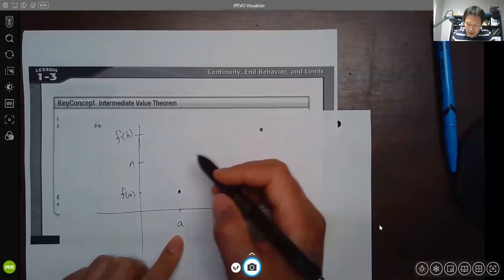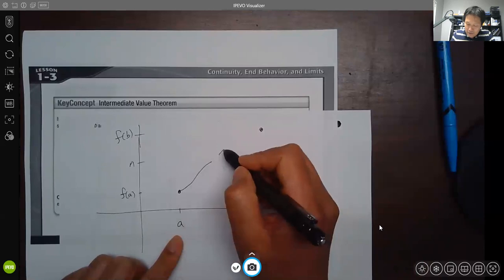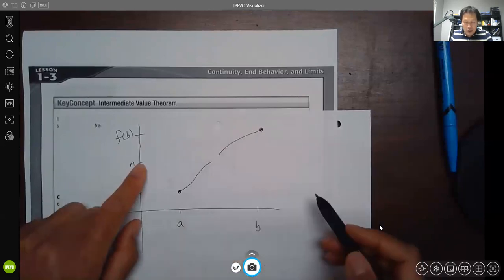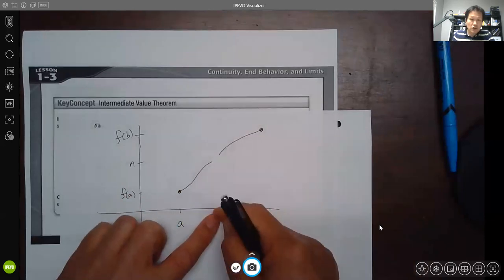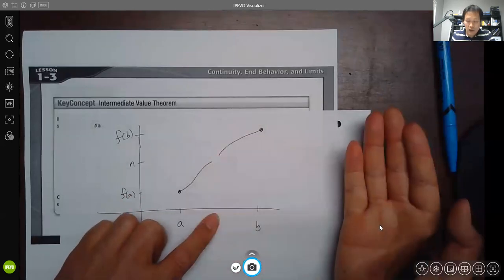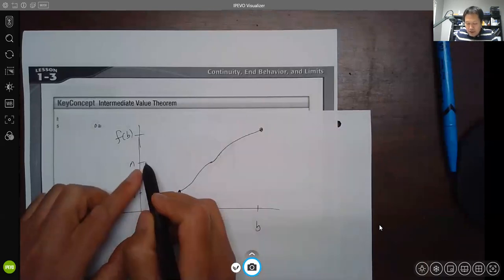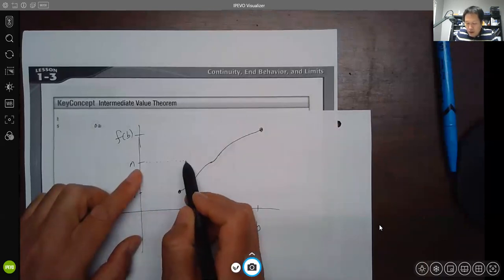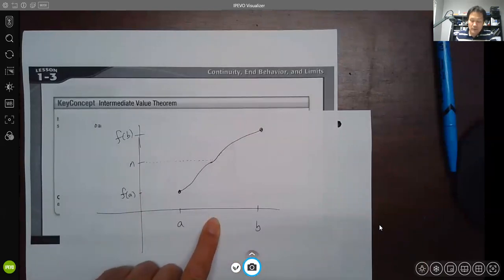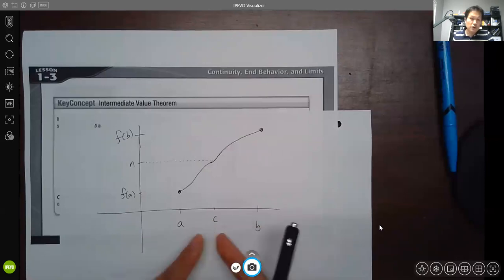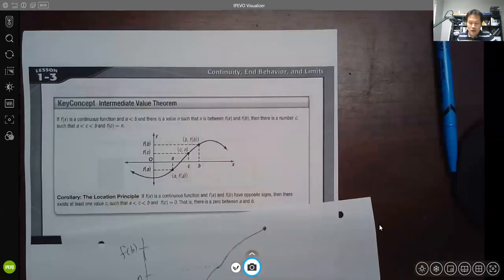It's a fancy way of saying you cannot have a graph like that. That's not possible because when y equals n, there's no function value matching it. Well, then it's not continuous. Somehow you have to connect them. That then means if you have an n value for y, there's gotta be a matching value c, which is between a and b. That's what they are saying.